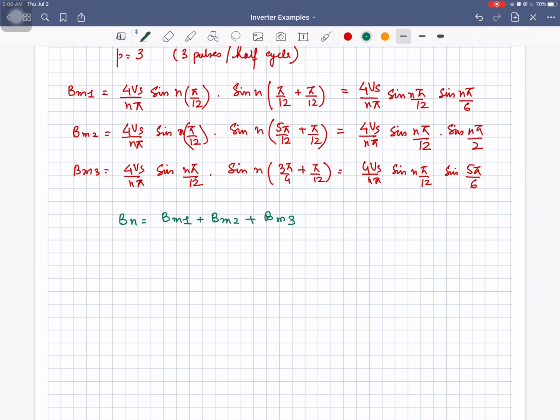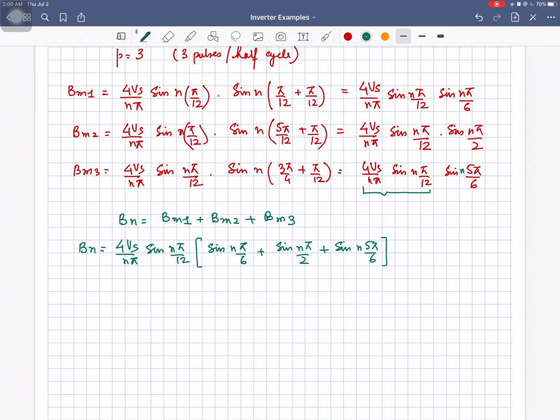So Bn can now be written as Bn is equal to 4 Vs by n pi into sine n pi by 12, that is common in all of these terms. So inside the bracket we can write sine n pi by 6 plus sine n pi by 2 plus sine n 5 pi by 6.